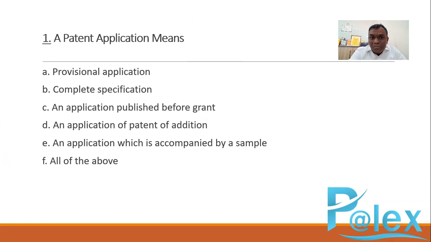So the first question is, a patent application means, and the options given are provisional application, complete application, application published before grant, patent of addition, application for patent of addition, an application which is accompanied by a sample, and all of the above. The correct answer to this is A, B, C, because a provisional application is also called a patent application, as is a complete application, as well as any application published before the grant. After grant, it is actually called a patent. So the correct answers are A, B, and C.